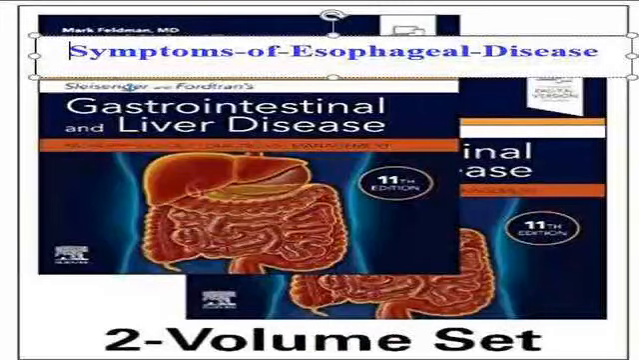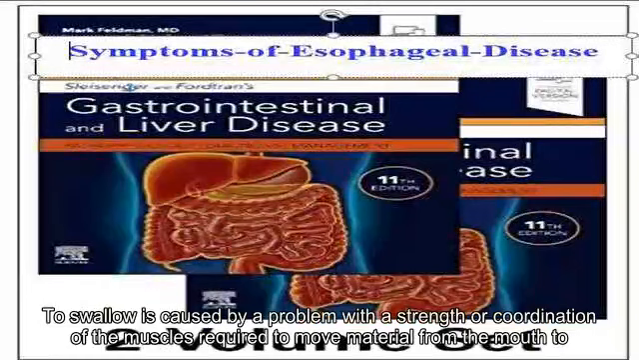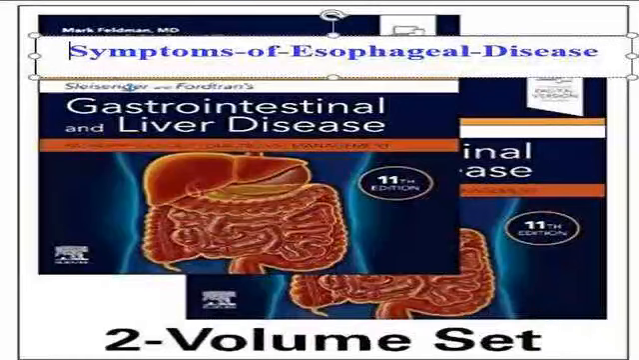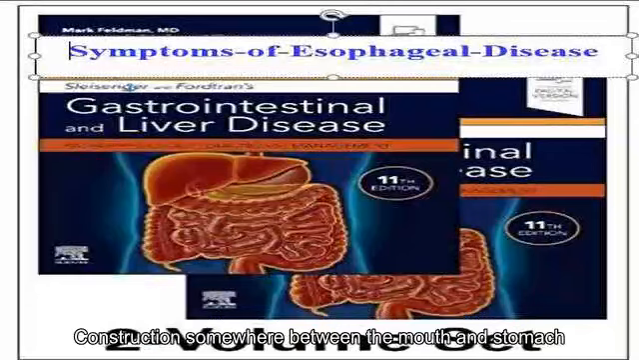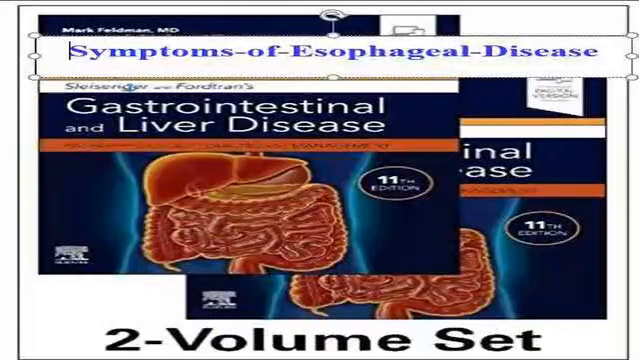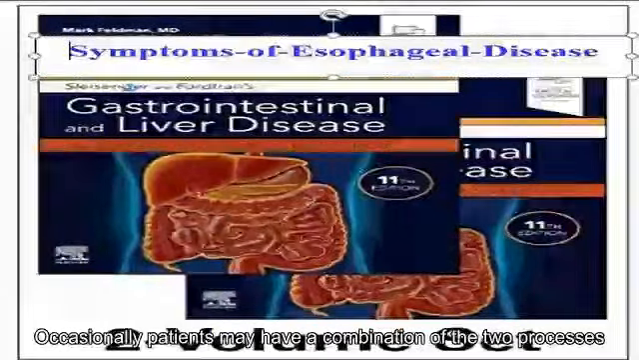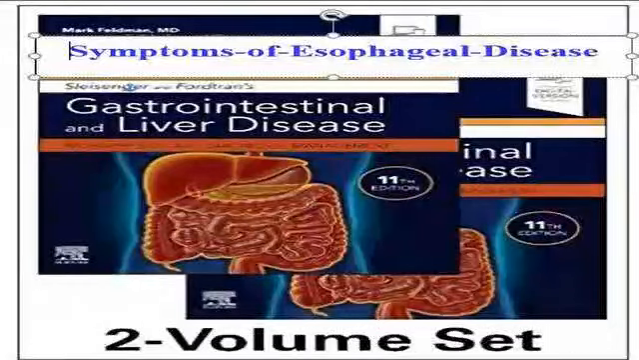Pathophysiology: inability to swallow is caused by a problem with the strength or coordination of the muscles required to move material from the mouth to the stomach or by a fixed obstruction somewhere between the mouth and stomach. Occasionally patients may have a combination of the two processes.